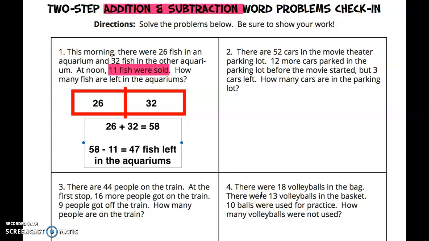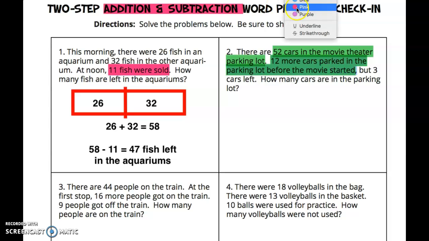Let's look at number 2 right now. There are 52 cars in the movie theater parking lot, okay? That's a lot. 12 more cars parked in the parking lot before the movie started. Before, really, really important. I'm trying to change this color so it changes for me. There we go. But 3 cars left. How many cars are in the parking lot?